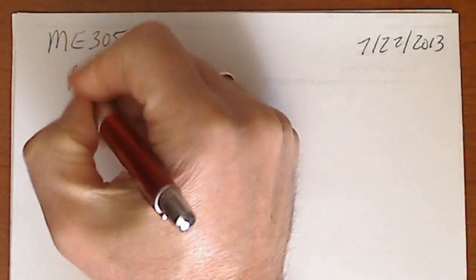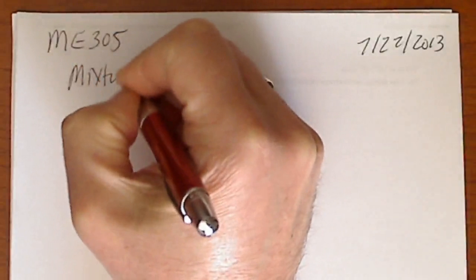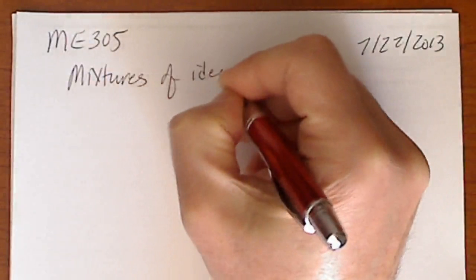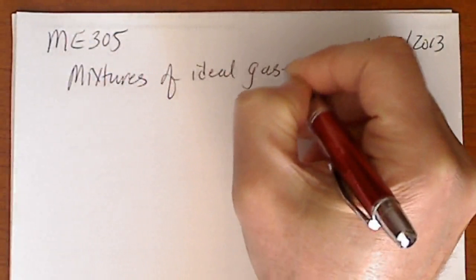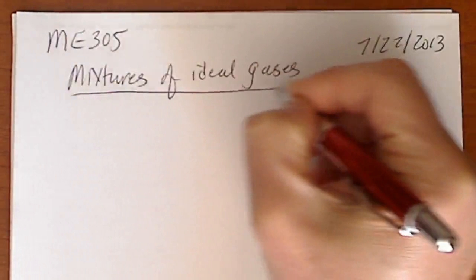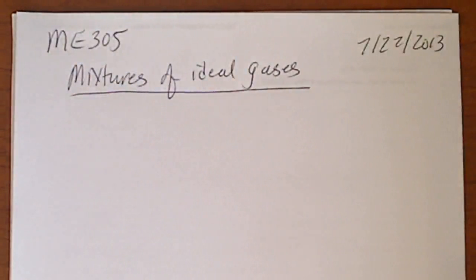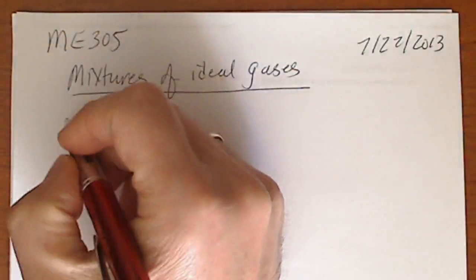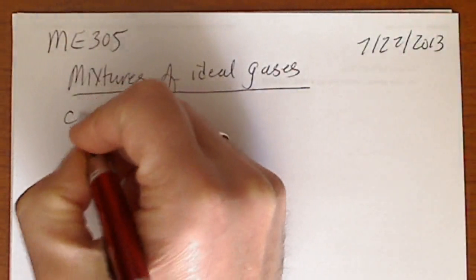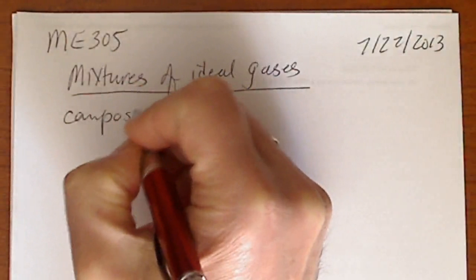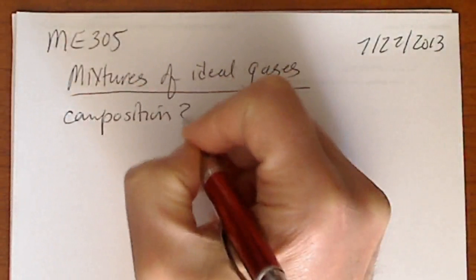modifications of our first law analysis to apply to mixtures, and in particular mixtures of ideal gases. And that's where we're starting in chapter 13. The first things that we want to talk about there are how do we talk about the composition of a mixture.